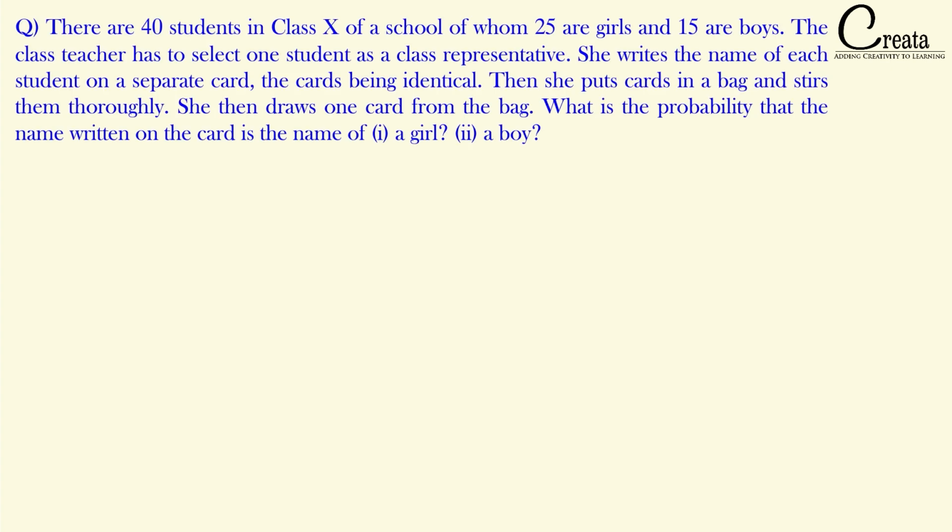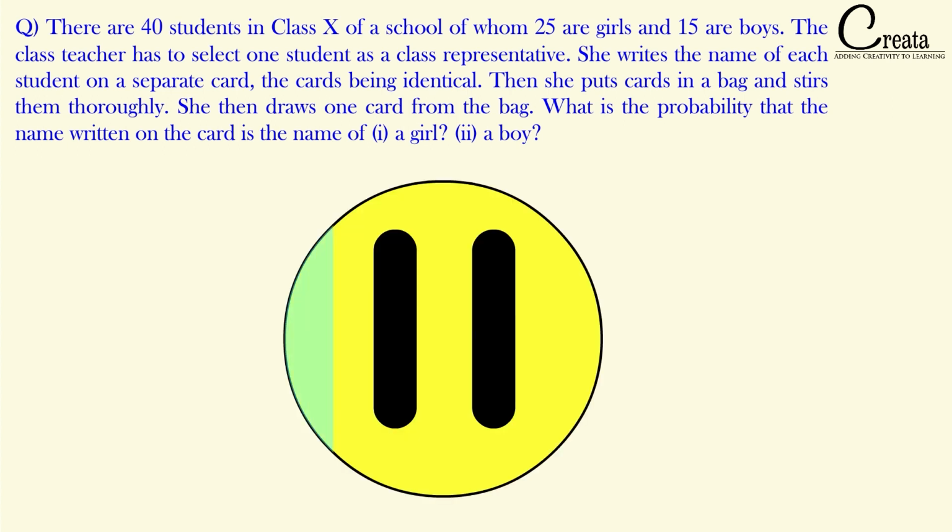There are 40 students in class 10 of a school, of whom 25 are girls and 15 are boys. The class teacher has to select one student as a class representative. She writes the name of each student on a separate card, the cards being identical. Then she puts the cards in a bag and stirs them thoroughly. She then draws one card from the bag. What is the probability that the name written on the card is the name of, first case, a girl, second case, a boy? Very simple question. Pause the video and try to solve the question.